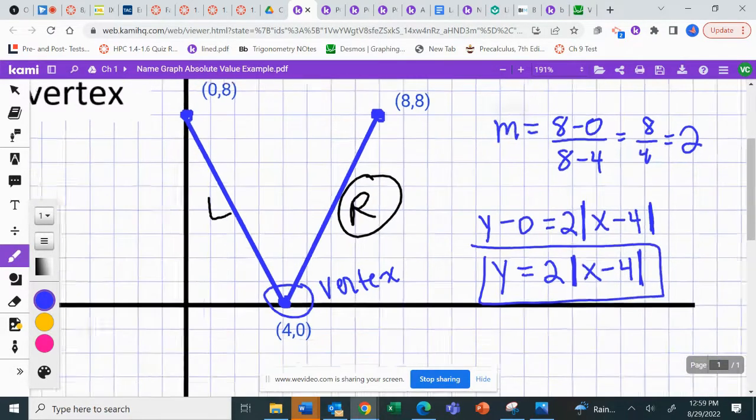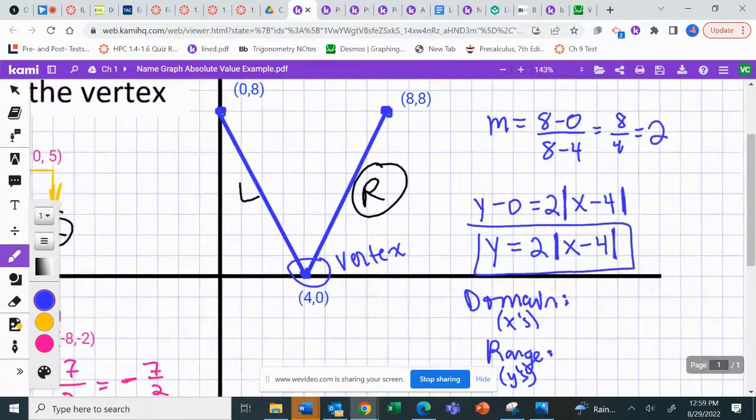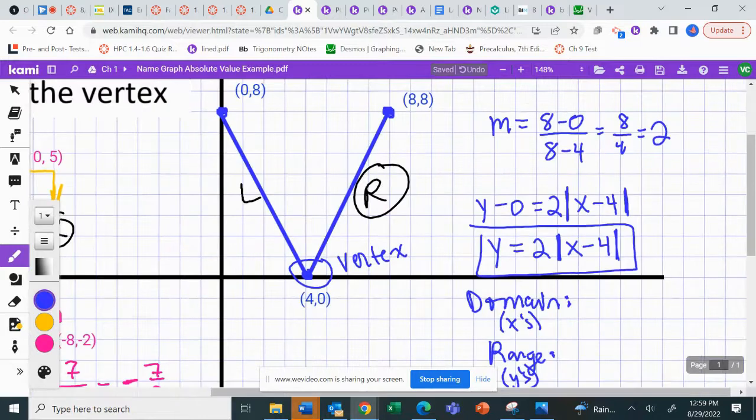So I have my equation, domain, range. So the domain is all the x's. So we're looking at this V shape and we think, how far to the left and how far to the right? We're looking at the x values.